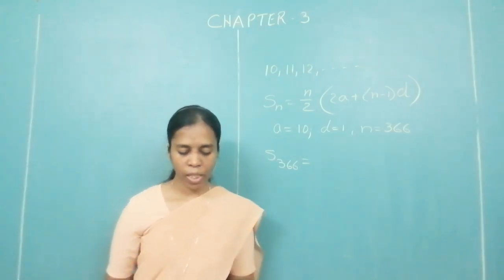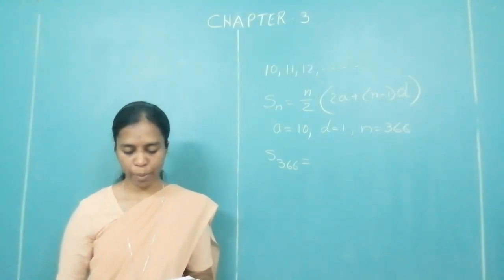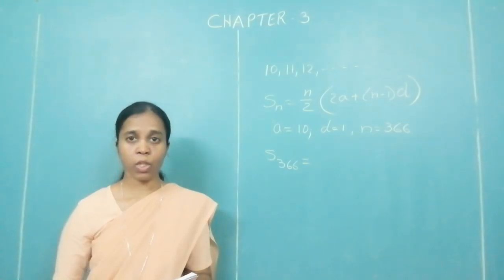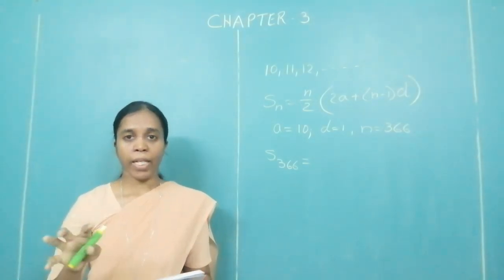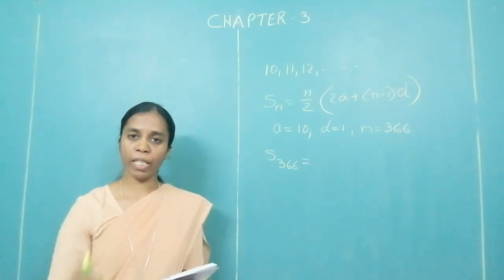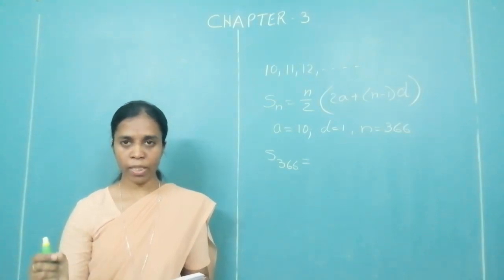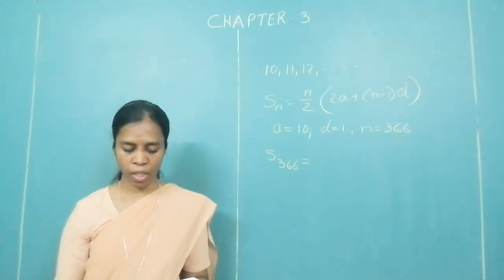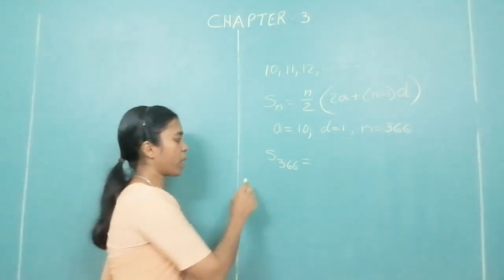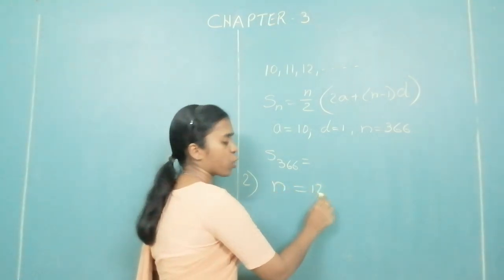Second one. A man borrows 8,000 rupees and agreed to repay with a total interest of 1,360. So what is the sum? I have taken 8,000 rupees, but when I return to you, I have to give you along with the interest. So altogether, how much am I supposed to give you? 8,000 plus 1,360 in 12 monthly installments. So what is the 12 monthly installments? 12 is your n. n is 12.